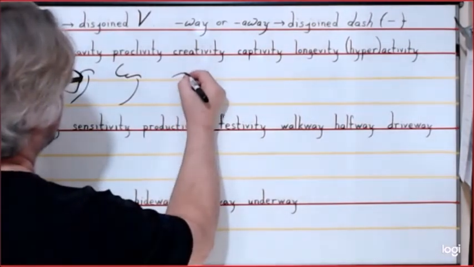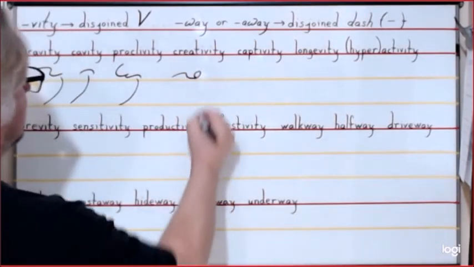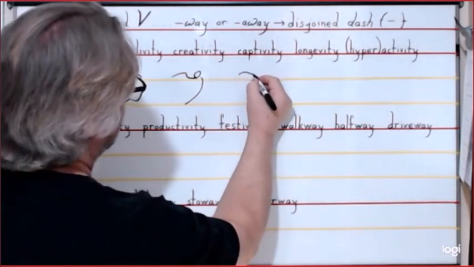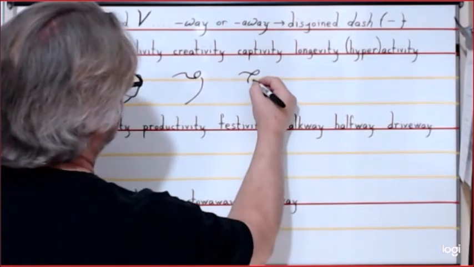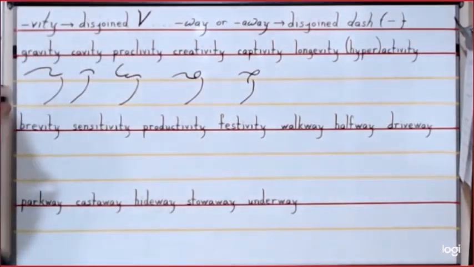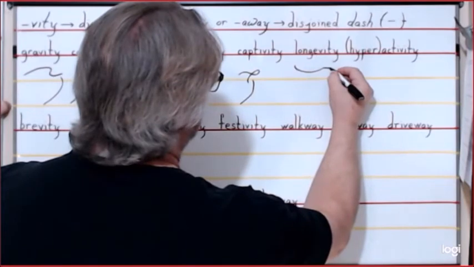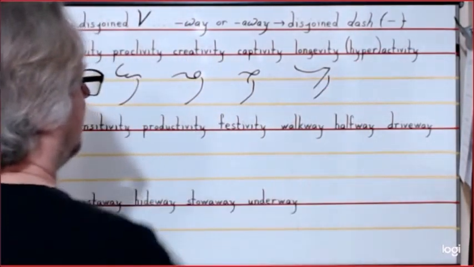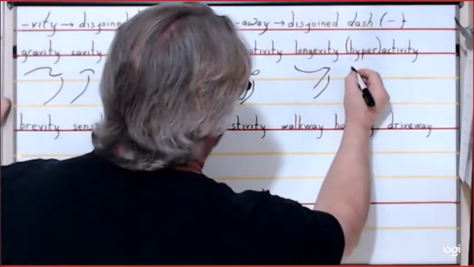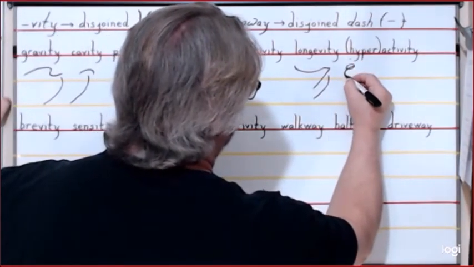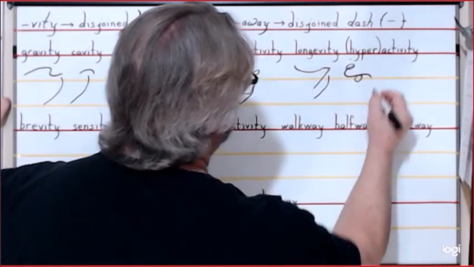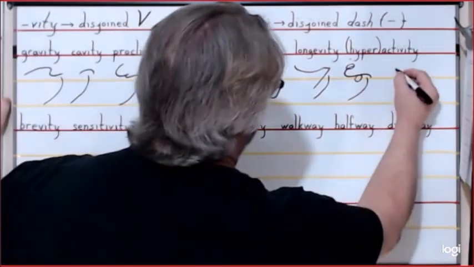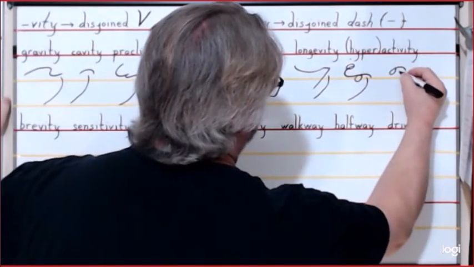Creativity is K, R, A, then a disjoined V. Captivity is K, A, P, then a disjoined V. Longevity is L, N, J, disjoined V. Here we'll start with hyperactivity. Hyperactivity is the H, a long I, with a P, R, then an A, K, then a disjoined V. For the word activity, it is an A, K, a disjoined V.